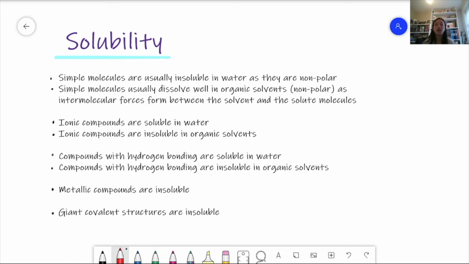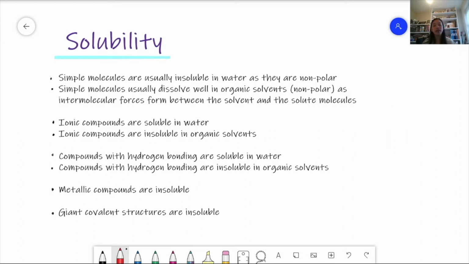Ionic compounds are usually soluble in water, and that's because water is polar. Ionic compounds are also polar. And then ionic compounds are insoluble in organic solvents because they're polar and organic solvents are non-polar.